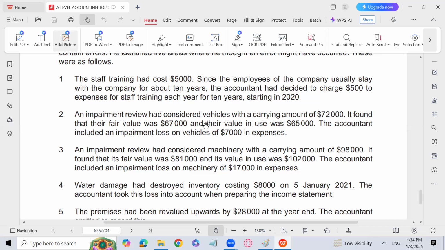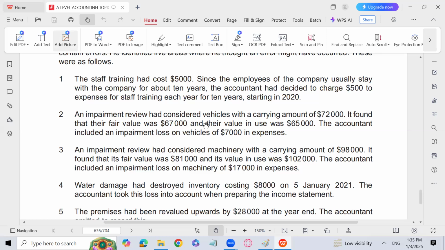So there is no impairment loss because the carrying amount is less than the recoverable amount. So the 17,000 loss, which was recorded as an expense, will be added back to profit for the year. So profit will increase by 17,000 because there is no loss. No loss should be recorded because there is no impairment loss actually.